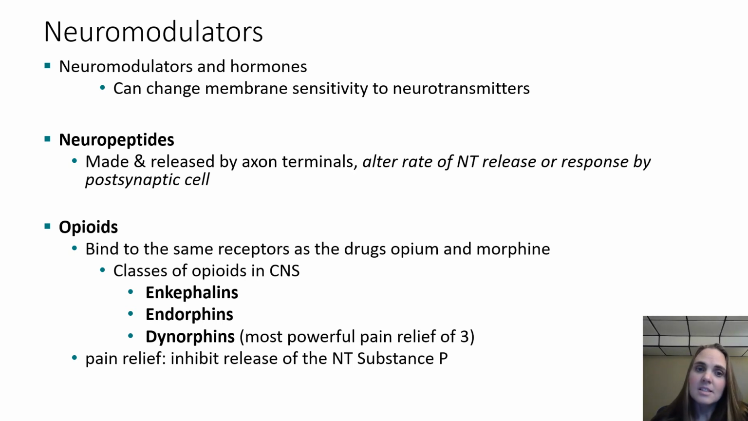The way they do this is they are neuromodulators. They act by inhibiting the release of the neurotransmitter substance P. Substance P is a neurotransmitter involved in pain, especially visceral pain, so pain of the internal organs. And so the opioids are going to inhibit the release of that neurotransmitter, which causes pain, and that's how they decrease the level of pain that you're feeling.